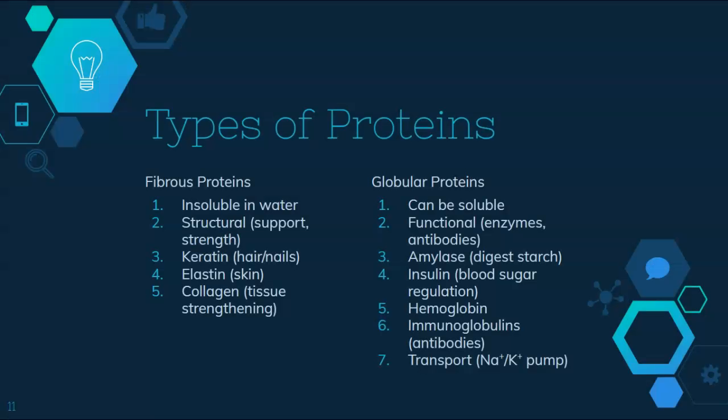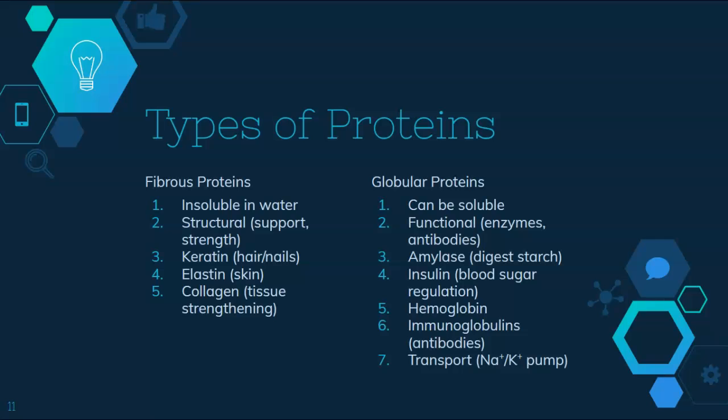And then types of proteins. There are two types, and you should be able to tell me the difference between fibrous proteins and globular proteins. They're pretty much opposite of each other, but still you should be able to tell me. So fibrous are insoluble in water. That means that they're not going to really break down in water. Globular proteins can be soluble. Fibrous proteins are for structural reasons, for support, for strength. Some examples are keratin in your hair and nails, elastin in your skin, and collagen in your tissues.